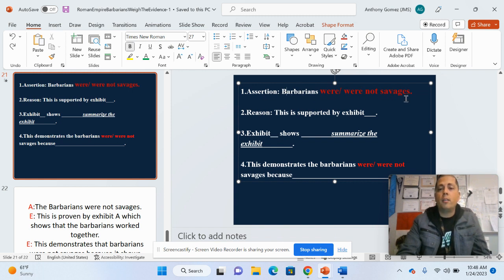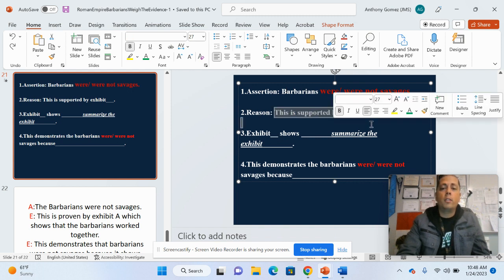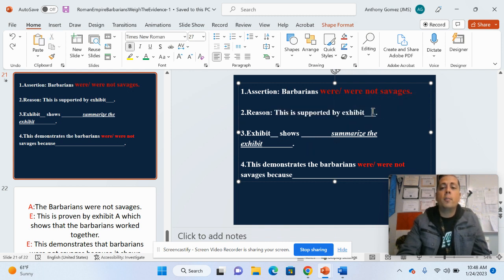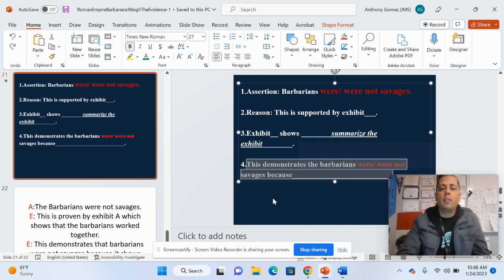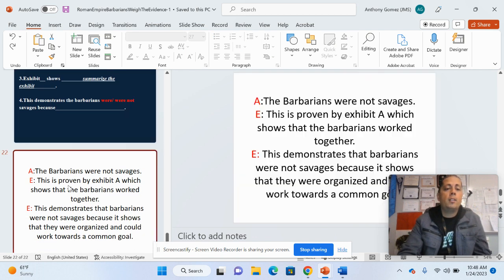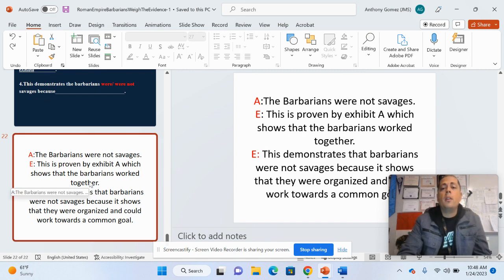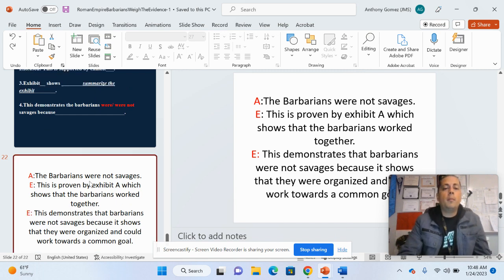Okay, so you're going to write your assertion first, and then your reason, you're going to put this supported by exhibit, and you're going to choose one of those exhibits that we went over to support your claim or your assertion, however you want to call it. Then you tell me what the exhibit shows, what's in the exhibit, summarize the exhibit, and then how that exhibit shows that the barbarians were or were not savages. And of course, you can use 2 pieces of evidence, 3, 4, right? You can make this longer, shorter, however. I also have a little example for them. And that's pretty much how it goes, right?